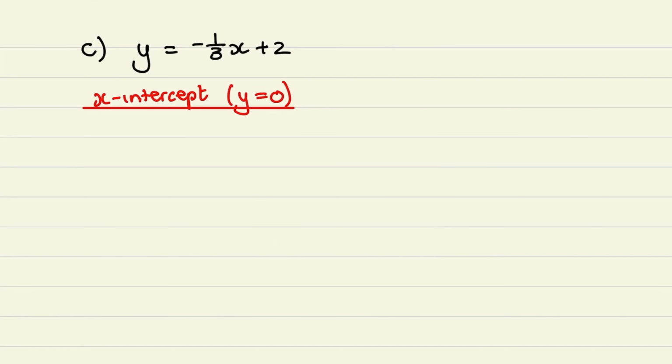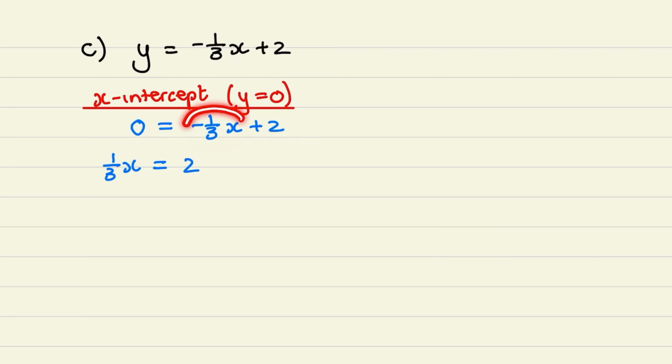In our third example, we have y is equal to negative a third x plus 2, and we'll follow the same 2 steps as before. In our first step, we want to find the x-intercept. And to find the x-intercept, we set y equal to 0. Then I'll have 0 is equal to negative a third x plus 2.